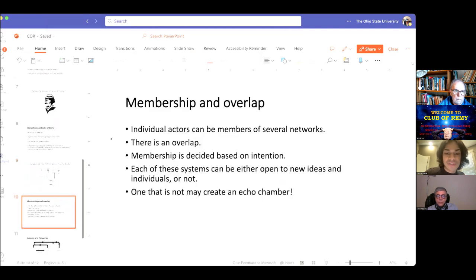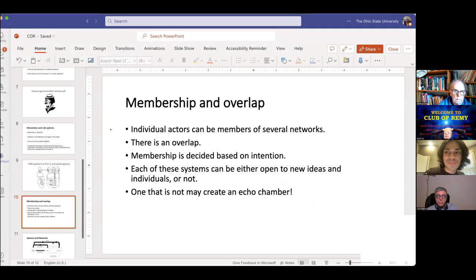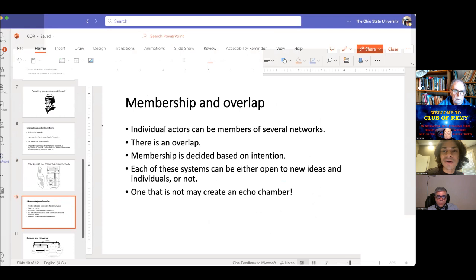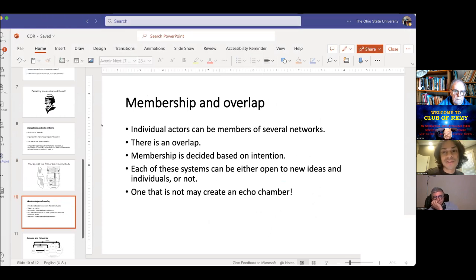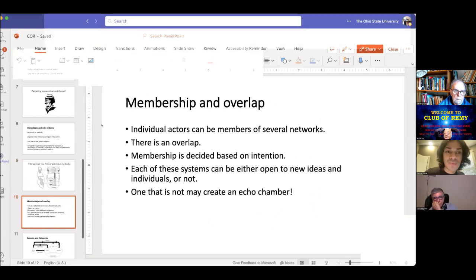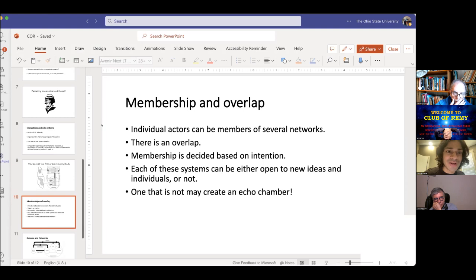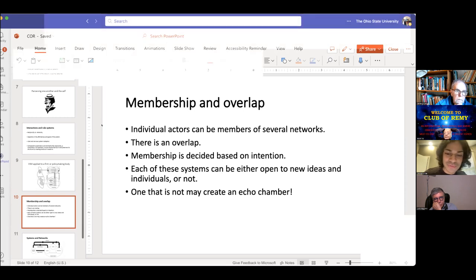So what about membership? Individual actors can, of course, be members of several networks because we're human, we're social animals, right? There's an overlap between some of these. There may even be conflict between some of these, and how we grapple with these, how we perceive each other as productive agents within these networks, allows us to operate on new ideas together or not. You know what I mean? Others can be more restrictive.